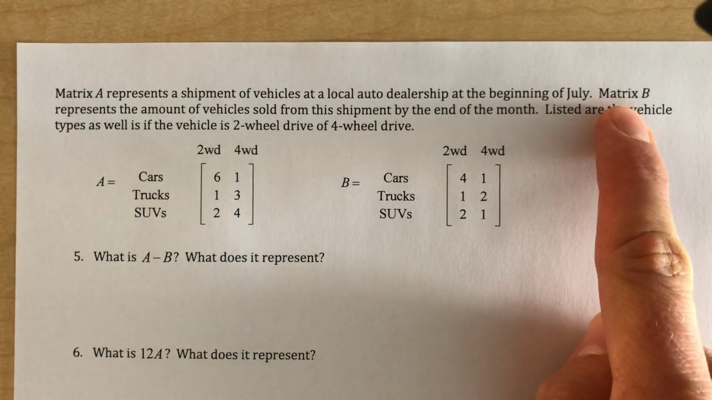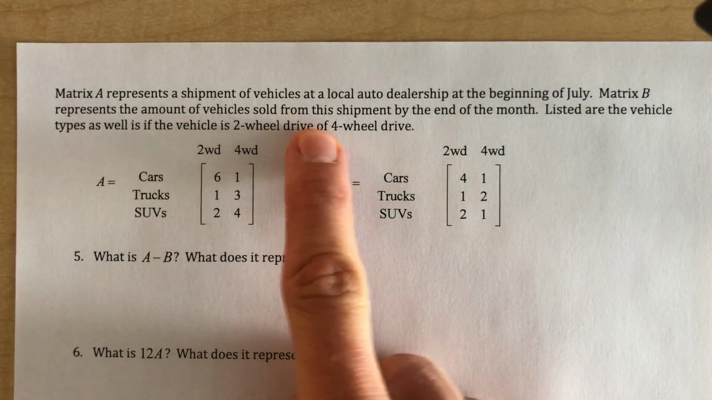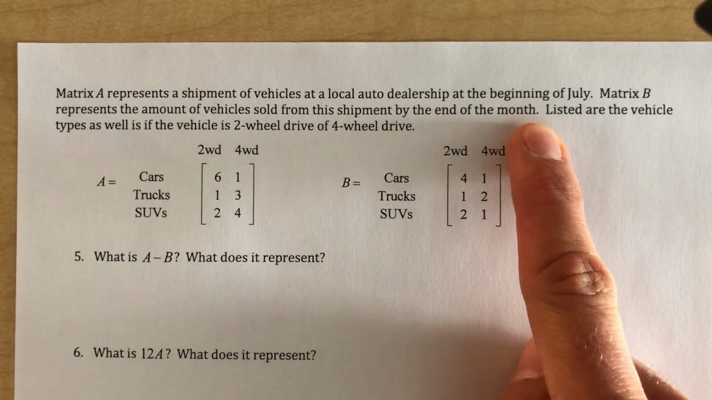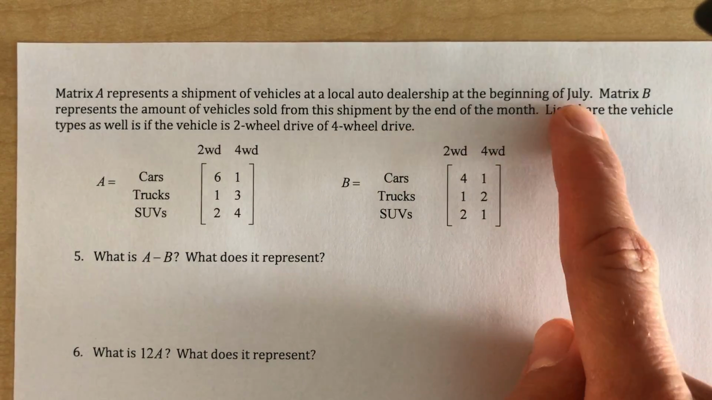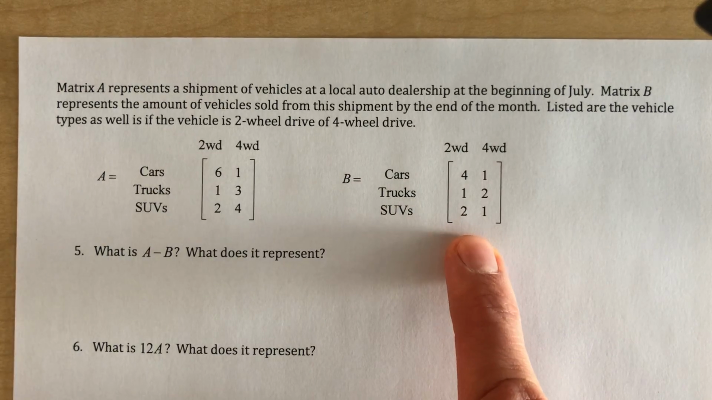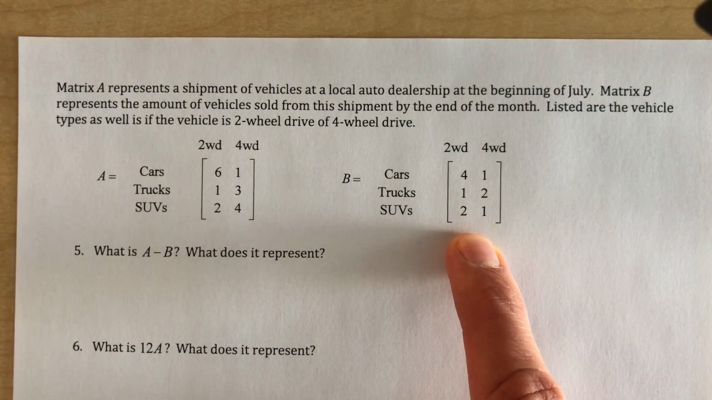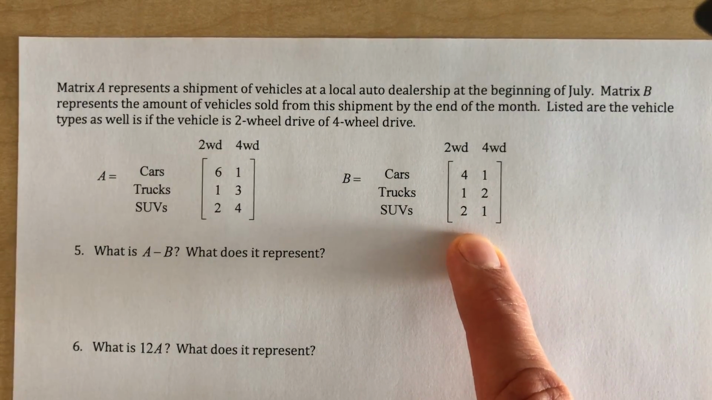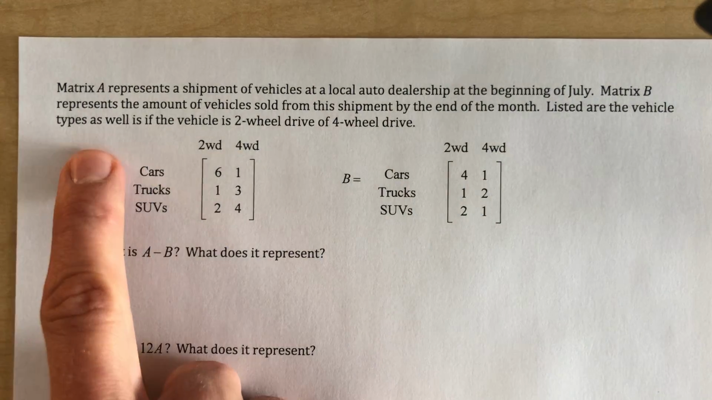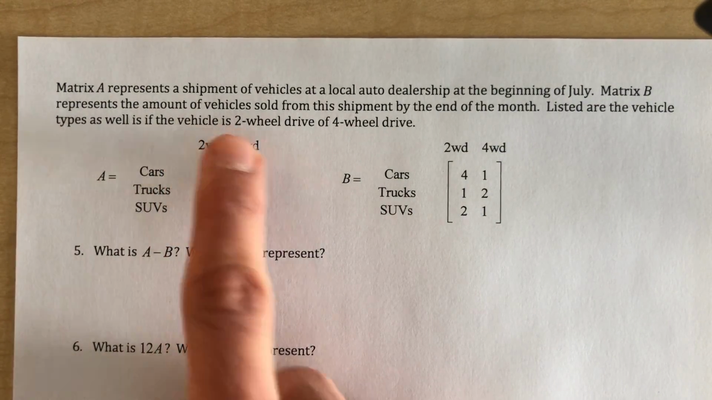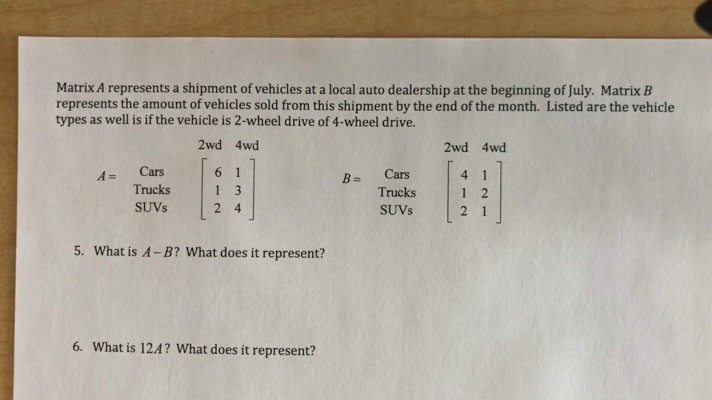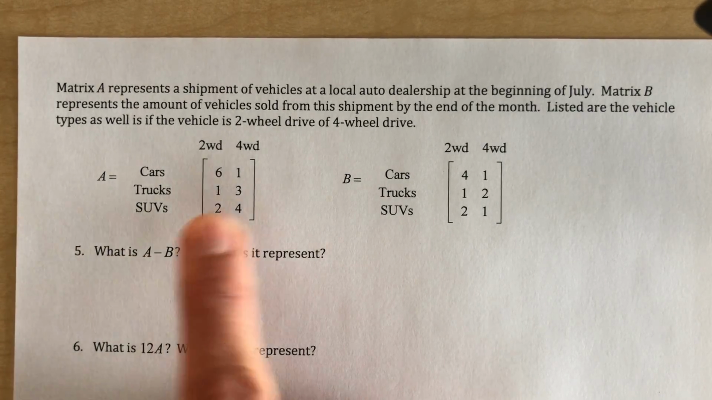So that was the first sentence. Matrix B represents the amount of vehicles sold from this shipment by the end of the month. So at the beginning of July, they get this. By the end of July, they've sold this from that shipment. They probably had other stuff too, but we're just talking about those. Listed are the vehicle types as well as if the vehicle is two-wheel drive or four-wheel drive, okay? So here's what we brought in and here's what we sold.